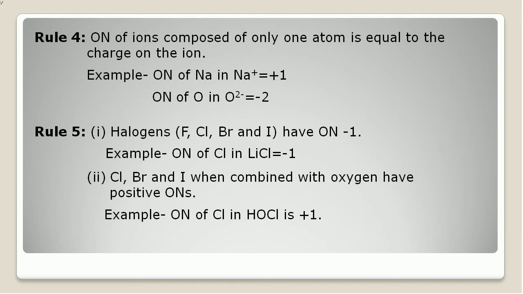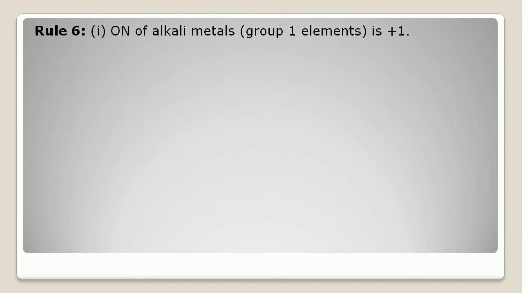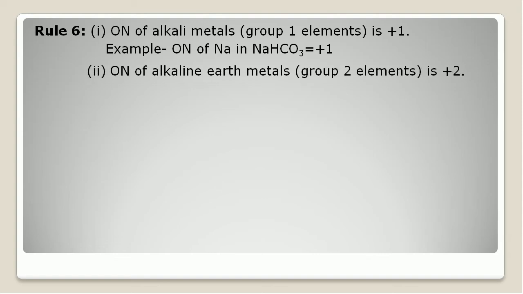Then let us go to rule number 6. It says that oxidation number of alkali metals, that is the elements of group number 1, is +1. For example, oxidation number of sodium in sodium bicarbonate is +1. And the oxidation number of alkaline earth metals, that is the elements of group number 2 in the periodic table, is +2. For example, the oxidation number of calcium in calcium chloride is +2.